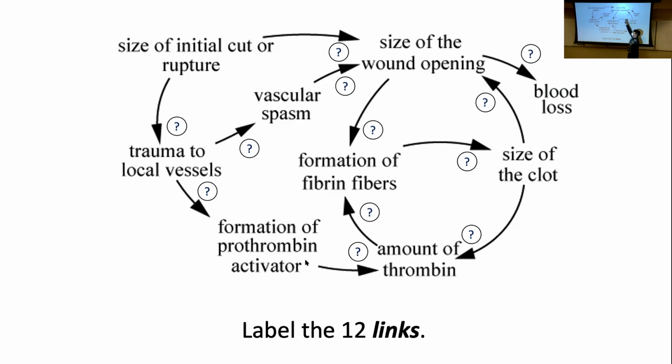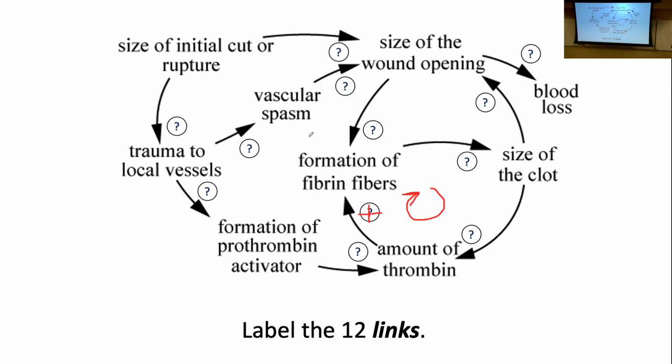But we could walk around all of this and label all of these links. We could go through here and say, if I get more thrombin, without even telling you what thrombin is, I think it's a pretty good guess that with more thrombin, I'm going to get more formation of these fibrin fibers. You can go through and gradually turn all of these question marks into pluses and minuses. After we do all of that, we're going to see that there are a number of loops that we'd have to label, like this one here.